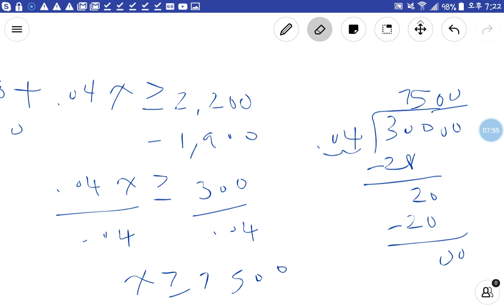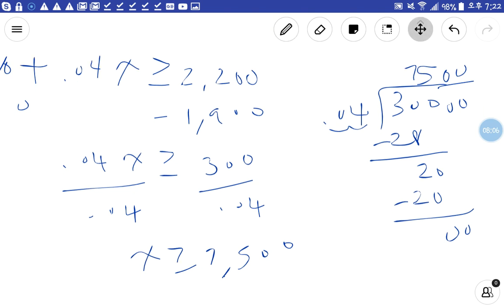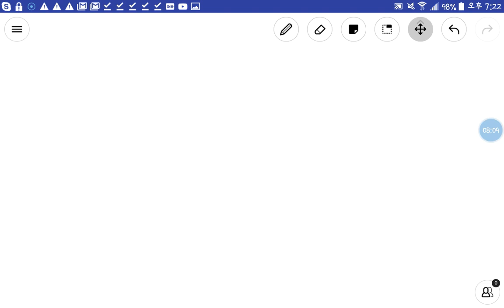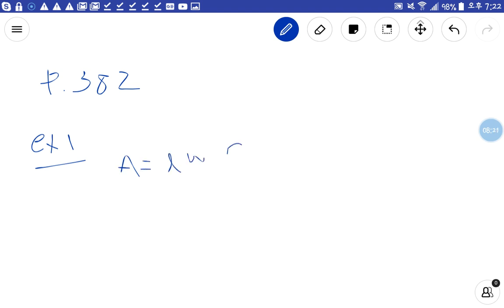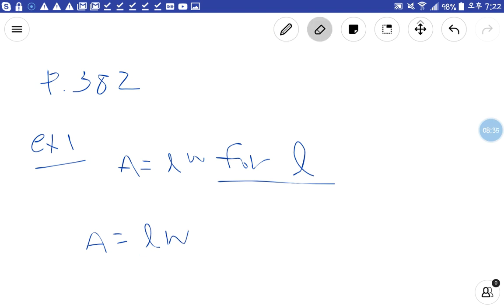Okay, so let's move on to the next section. This is 7-7, transforming formulas. So we are going to transform the given formula in terms of the given letter. Please open your book to page 382. Example 1. Solve the area formula, which is area equals length times width, for L. So in this section, basically, solving for L means I have to isolate L alone. So my question is, how do I leave L alone? I don't want W together with it.